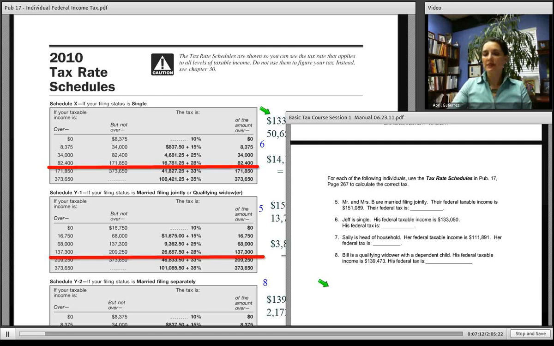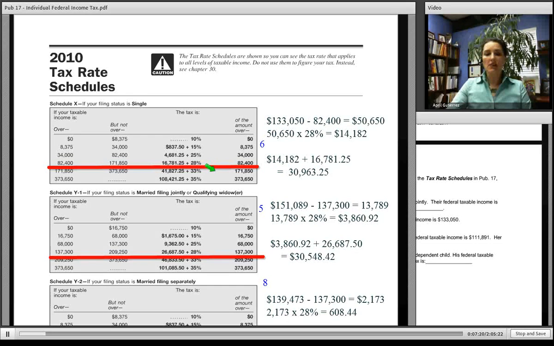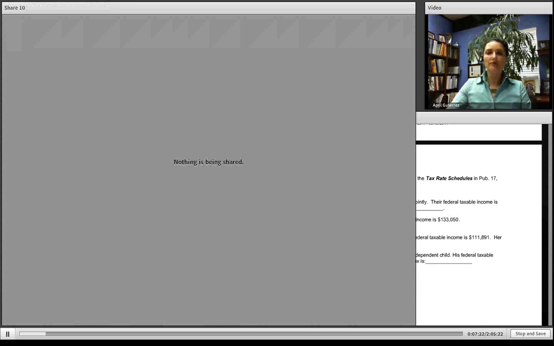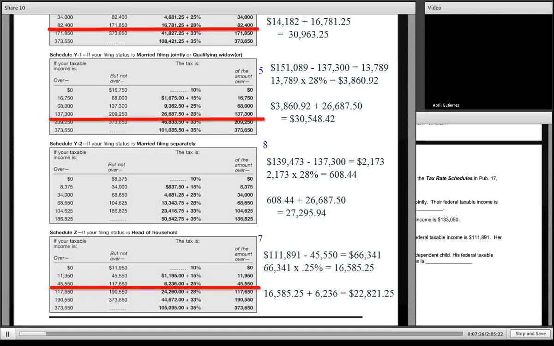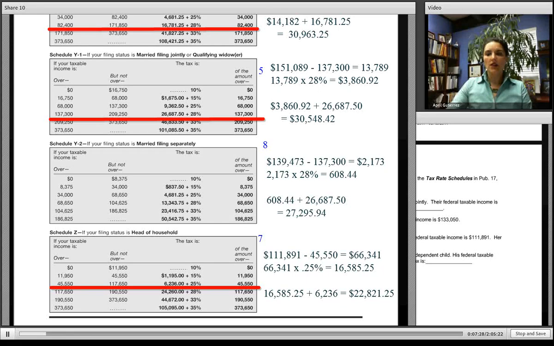Sally is head of household. Her federal taxable income is $111,891, and her federal tax is. So this time we're going to go down the table a little bit. All right, so problem number 7.